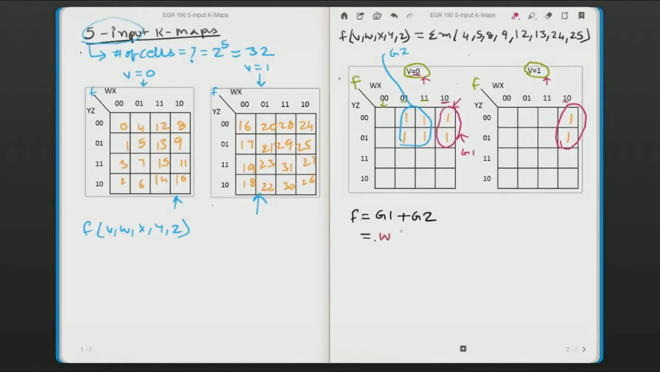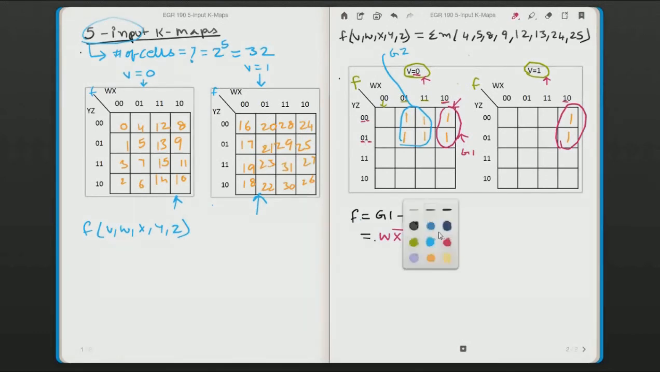We write W. X is 0 in the first K-map. X is 0 in the second K-map. X is the same, so we write X bar. Y is 0 in both the rows of the first K-map, and Y is 0 in both the first and second row of the second K-map too. So we write Y bar. And Z is 0 in the first row of the first K-map, and Z is 1 in the second row. Z is changing, so we forget about Z.